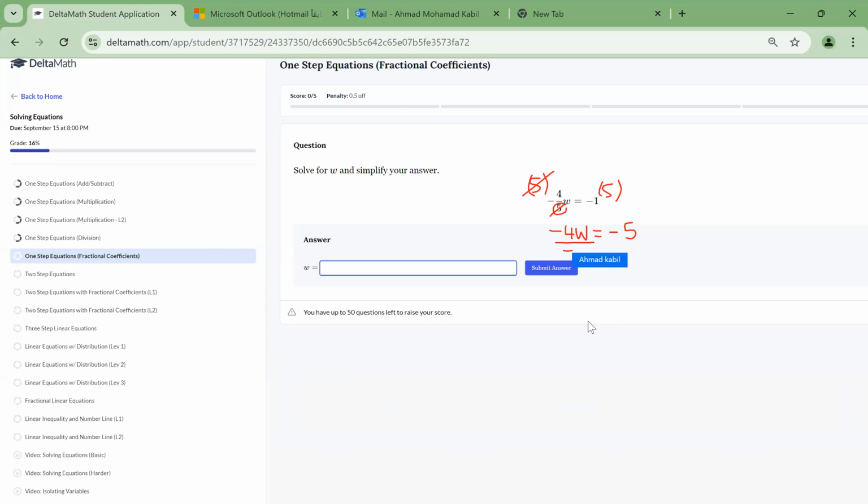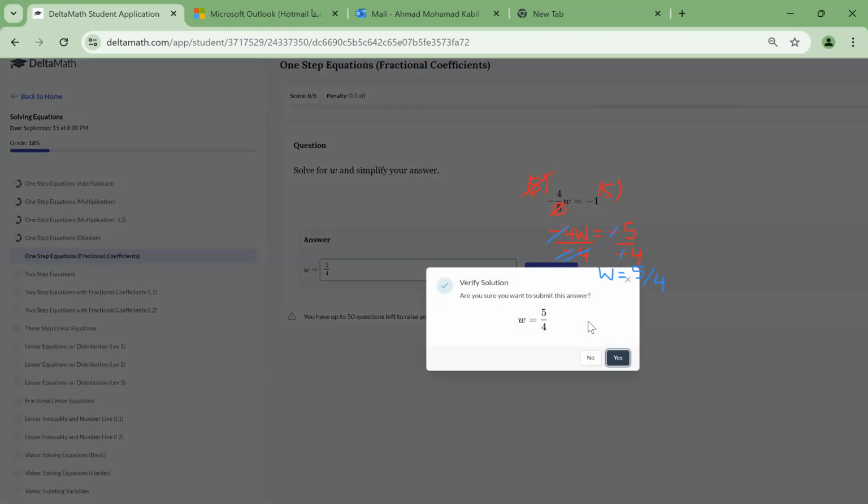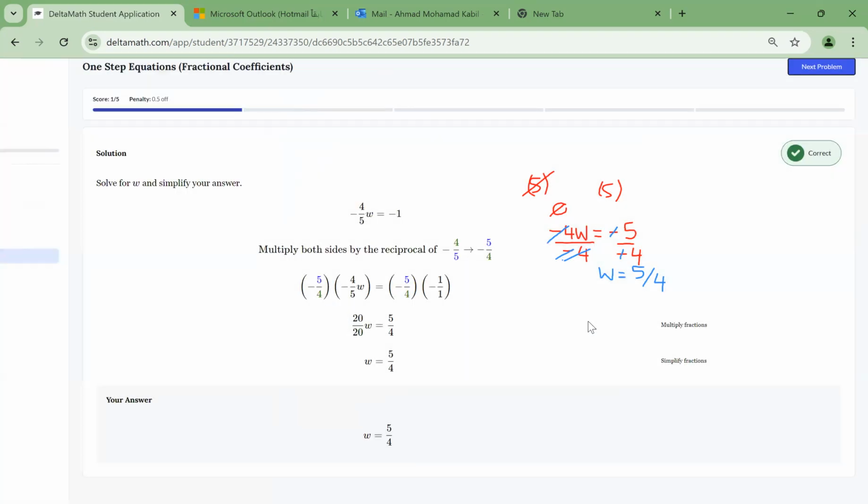Then we divide both sides by negative 4. So on the left, these cancel out. We have w equals negative 5 over negative 4. So the negatives cancel out as well. And we are left with 5 over 4. So 5 over 4 would be the correct answer here.